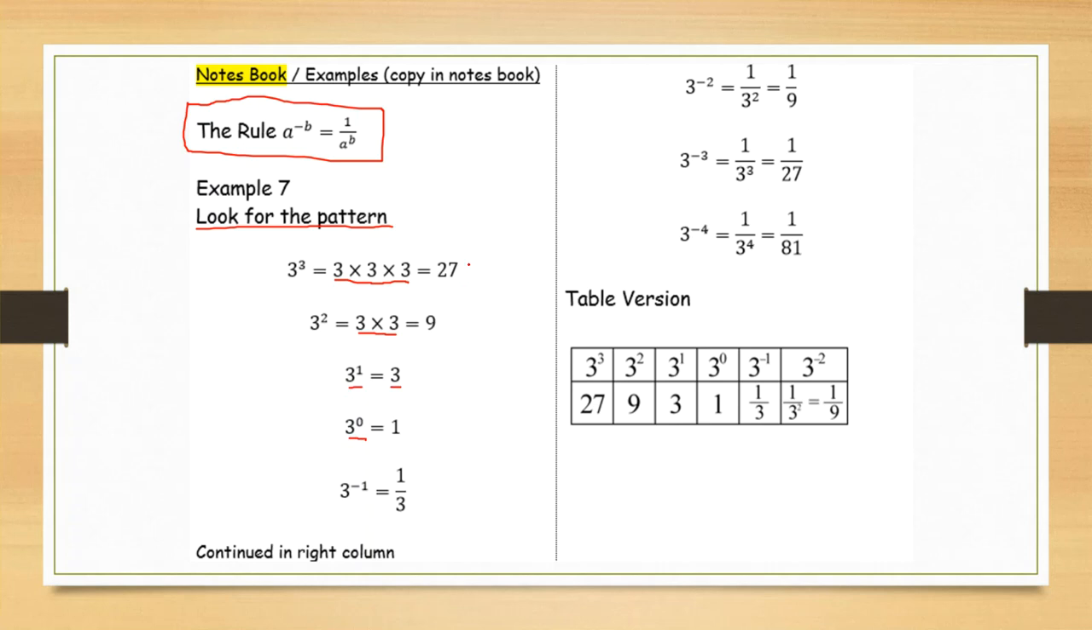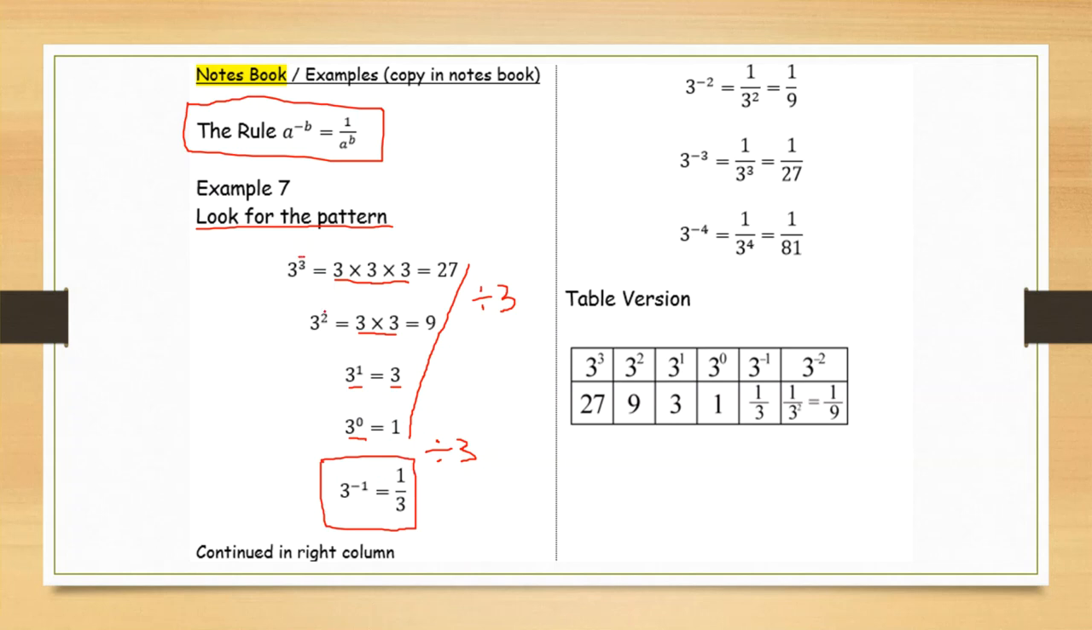So the pattern that I want you to see here, 27, 9, 3, 1. From each step we're dividing by 3. 27 divided by 3 is 9. 9 divided by 3 is 3. 3 divided by 3 is 1. And 1 divided by 3 is 1/3. So this is the notation that we use for that concept. 3 to the power of minus 1 equals 1 over 3.